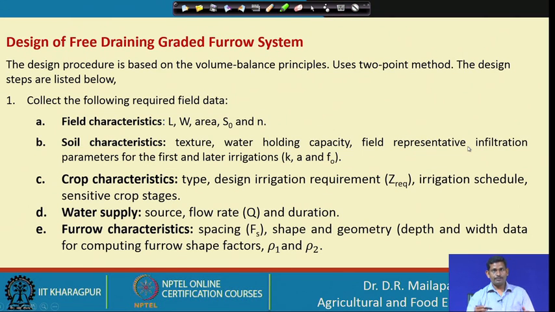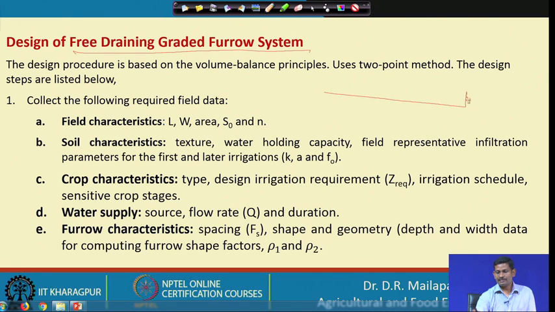Okay, so this is the design procedure. I will go a little quick because some of the things I have already covered in the flow chart. If you see this, the design of a free drainage furrow irrigation system means that the tail end is free. The tail end is free in the sense that there is no dike over here, so water is flowing directly and causing runoff at the field end.